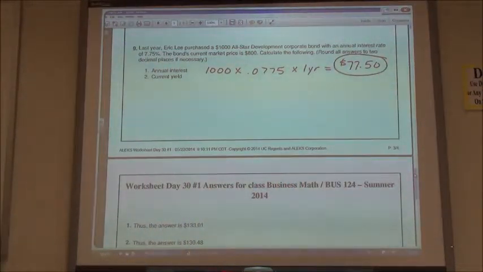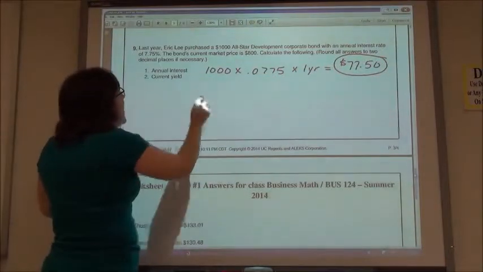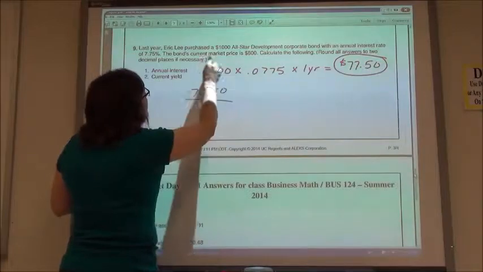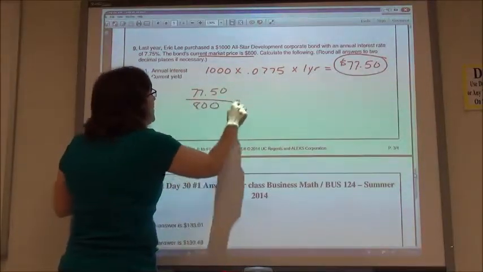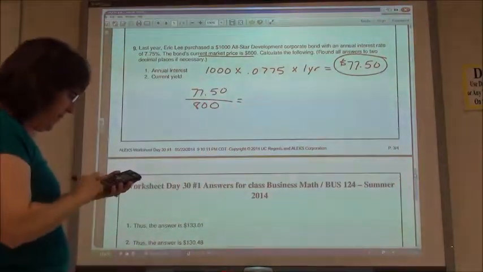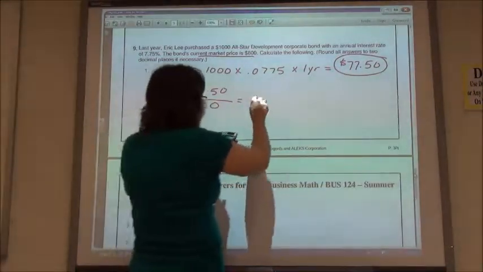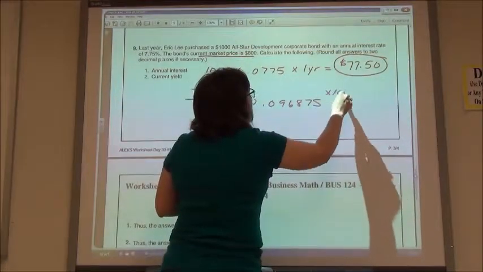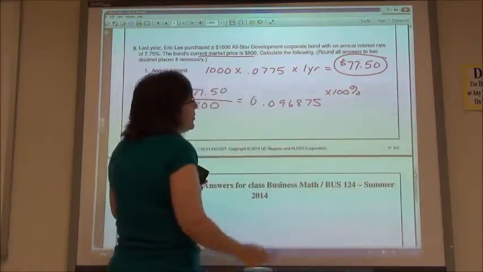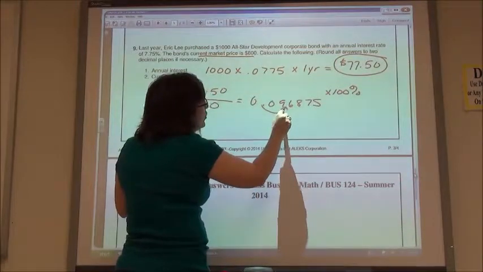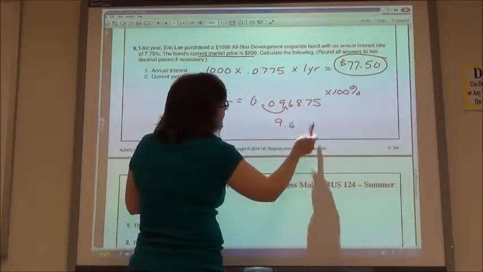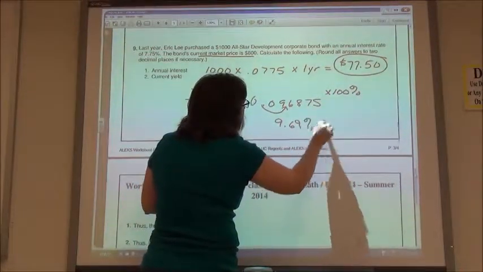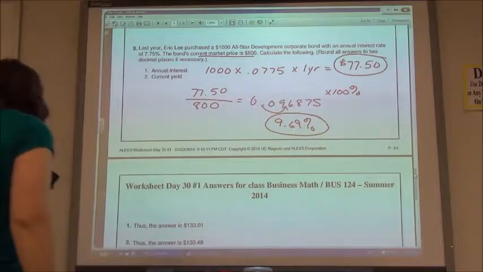Then I want to calculate the current yield, so I'm going to take my annual interest, $77.50, and divide it by my current market price of $800. And I get 0.09685. I'm going to multiply it by 100 so I can change it to a percent, which just moves my decimal 2 places. So 9.6. I have an 8, but it's followed by a 7, so I've got to round my 8 up to a 9. So 9.69% would be my answer.